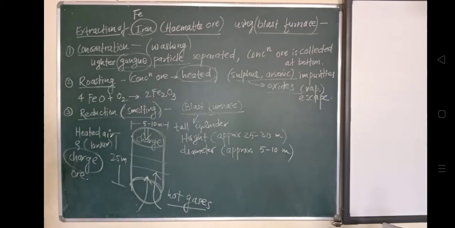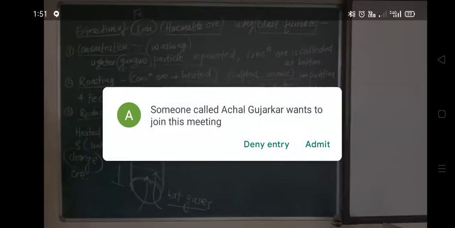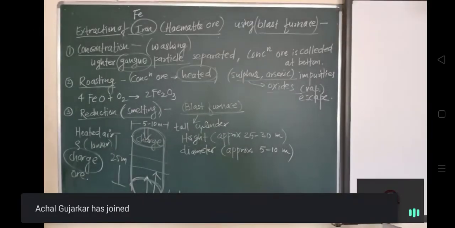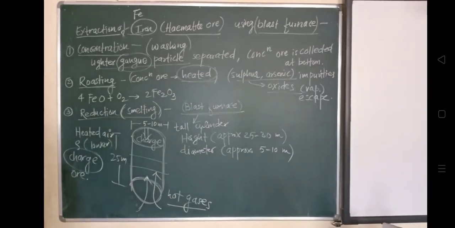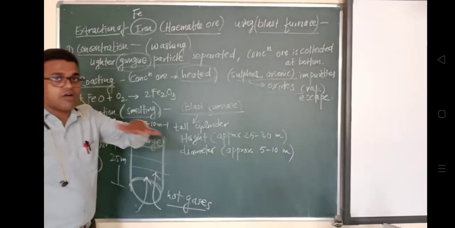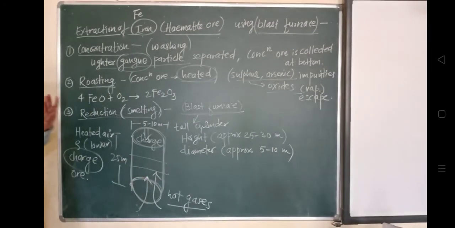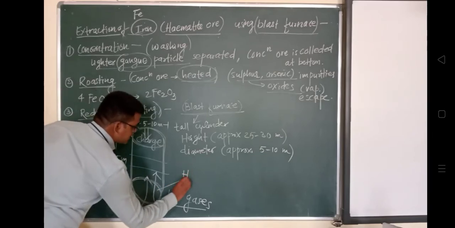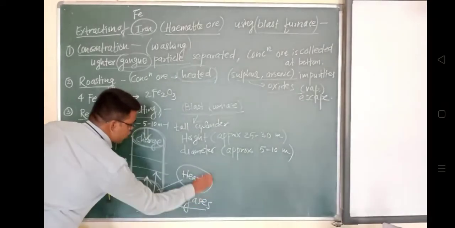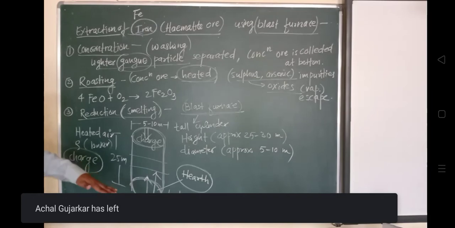The furnace is comprised of three parts. As I told you earlier, this blast furnace consists of different chambers, mainly three regions. The very first one is called the hearth, the second one is the bosh, and the third one is the stack. Let me show you. The lower one is called the hearth, the lower portion where the fuel bed is, where the fuel will burn and generate hot gases which escape in an upward direction.